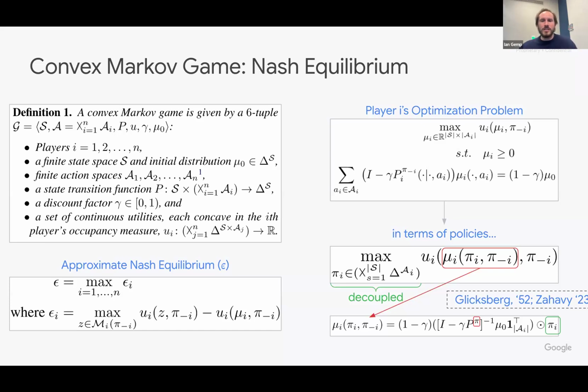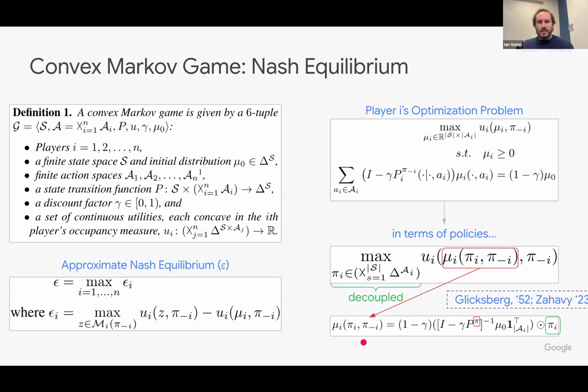These are completely decoupled. Whereas player I's choice of occupancy measure, their feasible set depends on the other player's policies. So in that way, this formulation is an improvement. In another way, though, this utility function is no longer necessarily concave in player I's policy. It was concave in player I's occupancy measure, but not the other way around.